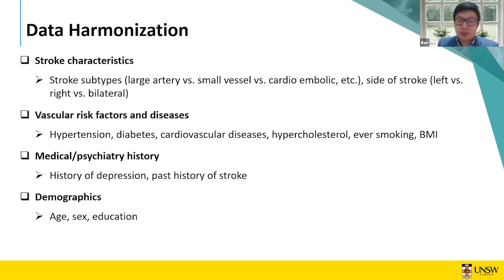Other factors that we assessed include stroke subtypes, site of stroke, different vascular risk and disease factors, history of depression, past history of stroke, as well as age, sex, and education.